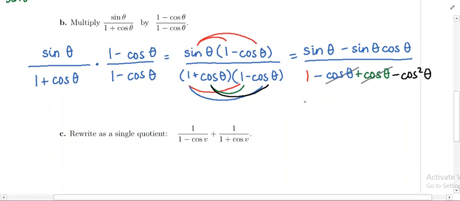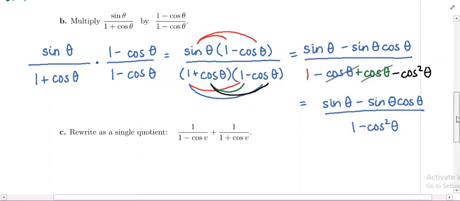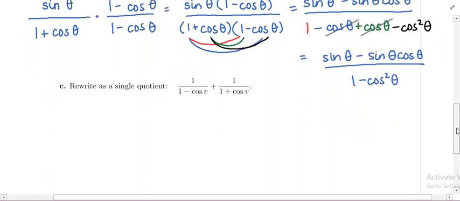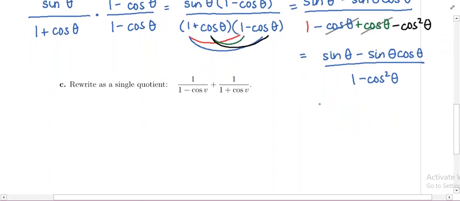All right, so we need to simplify. Let's clean up what we have. We have sine of theta minus sine of theta times the cosine of theta in the top. The bottom is just 1 minus cosine squared of theta. We need to keep going. You want to get this as simple as you can.